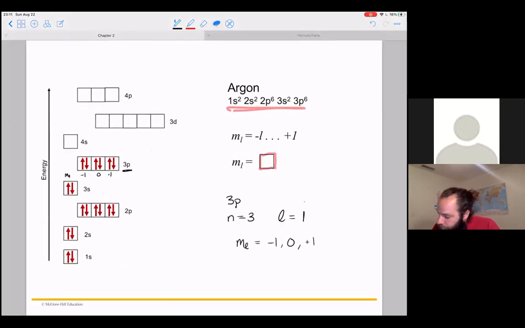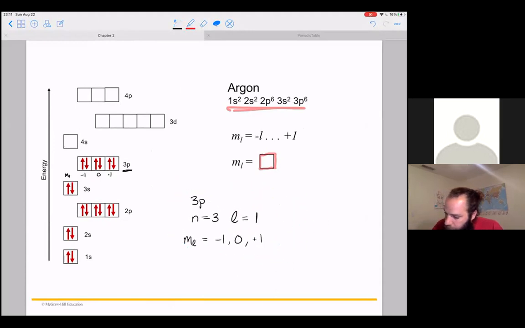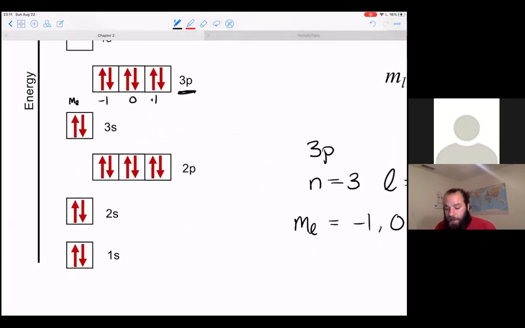What if I wanted to do the same thing with my 3s orbital? Then n would equal 3, still the principal quantum number of 3. L would equal 0 for an s orbital, which means that the only possible value for M sub L is 0. So I only have one, and that checks with what we've been drawing all along. We've only been drawing one box for our s orbitals, so those correspond to the M sub L value of 0. So I could do the same thing here. So another p.